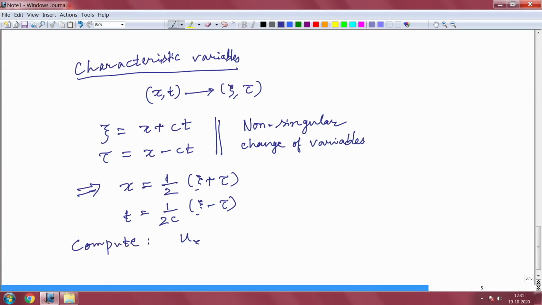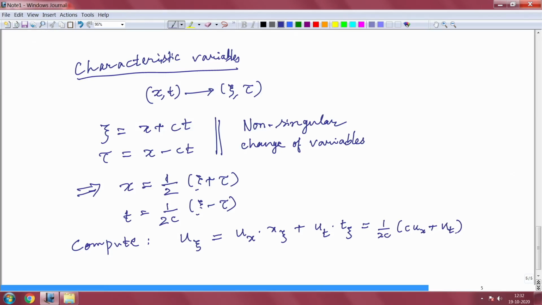u xi. This is by implicit differentiation. So, this is u x times x xi plus u t times t xi. Now x xi is half and t xi is 1 by 2c. So, after simplification you get 1 by 2c times (c u x plus u t).